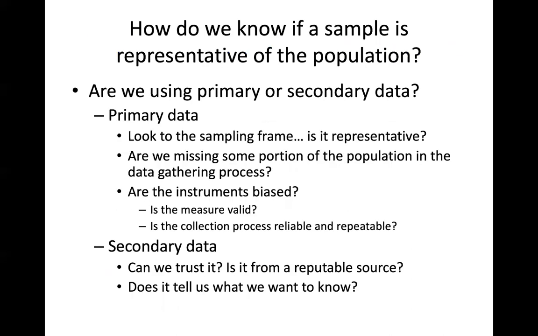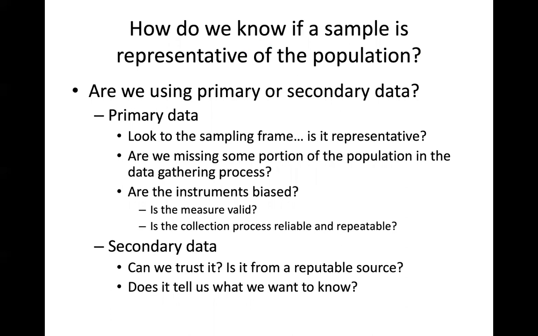So how do we know if a sample is representative of the population? Well, you can go through all those steps that I just talked about. If we're using primary data, that means we went and gathered it, look at the sampling frame. Is the way that we constructed the sampling frame representative of the population we want to infer to? Are we bounding it based on time? Are we bounding it based on a certain area? Are we missing some part of the population that we want to catch that's not in the sampling frame? So defining your sample frame is really, really crucial.